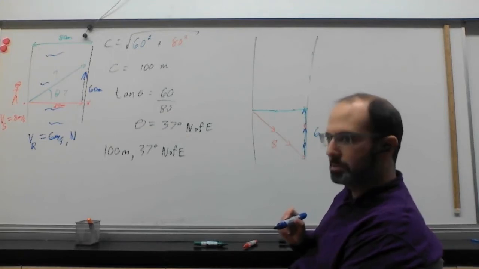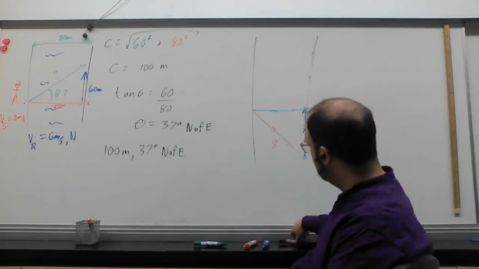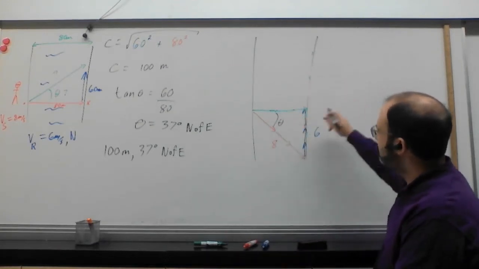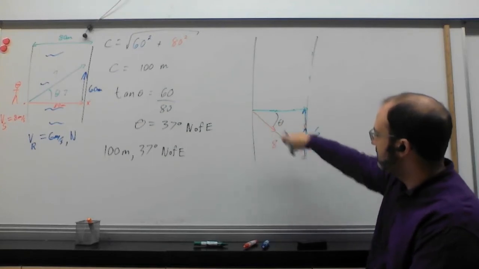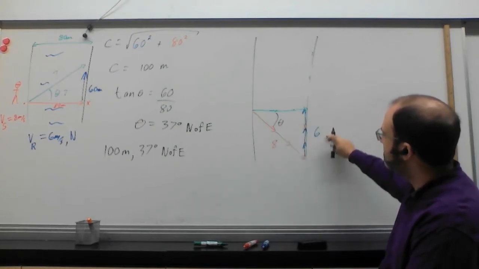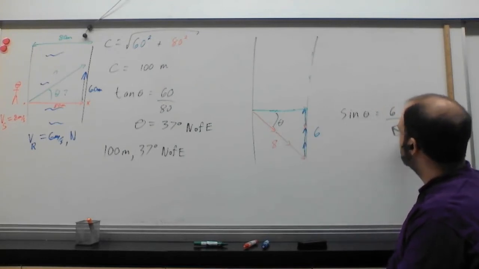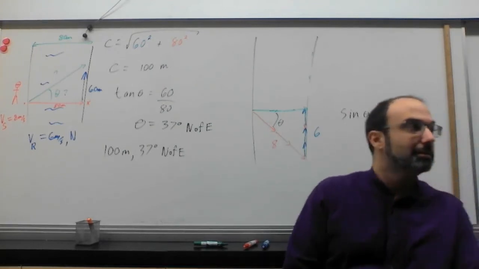Well, we can do this. It's no longer a tangent, though, but we can do it, right? I'm looking for this angle here. And that's going to be hypotenuse, right? It's the long side. And this one over here is going to be sine, because it's opposite. So we get 6 over 8.